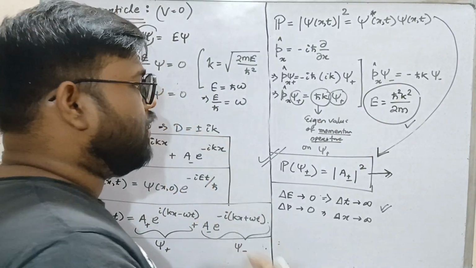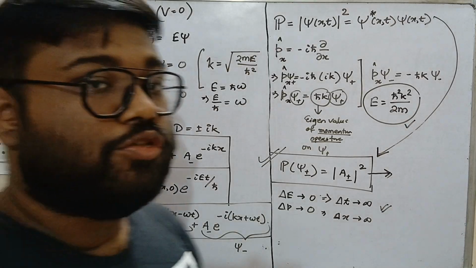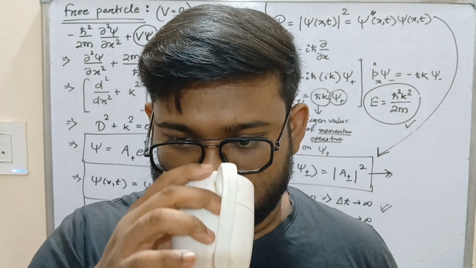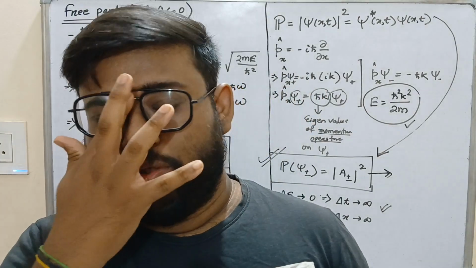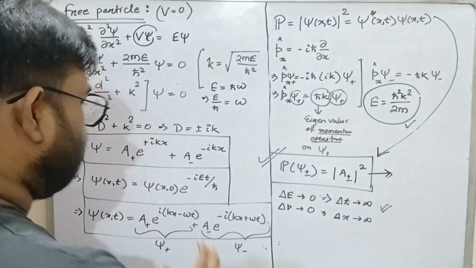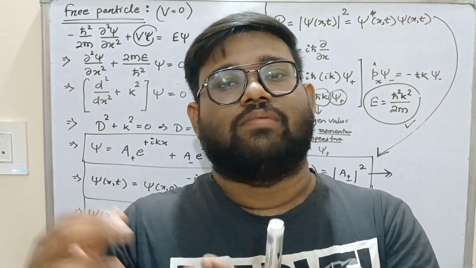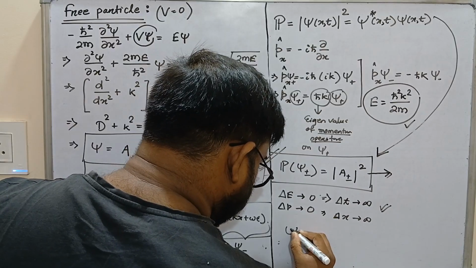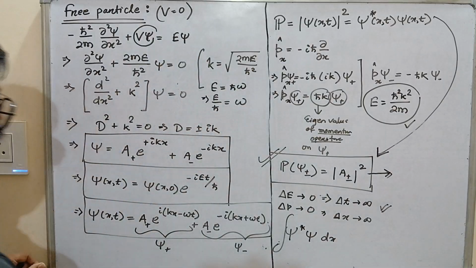Now another big problem that comes to us is that this is your psi. In the first video we discussed that when we are calculating the wave function, we need a normalization constant. So we normalize the wave. In quantum mechanics, the wave function has to be normalized in nature. It has to be square integrable. Normalization means psi star into psi into dx, and you have to integrate from the limits.